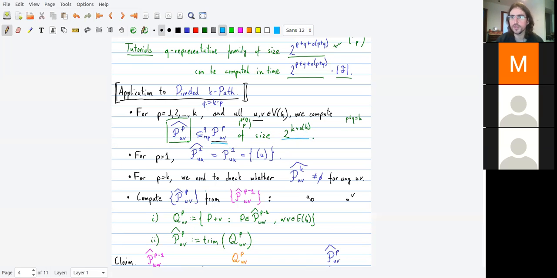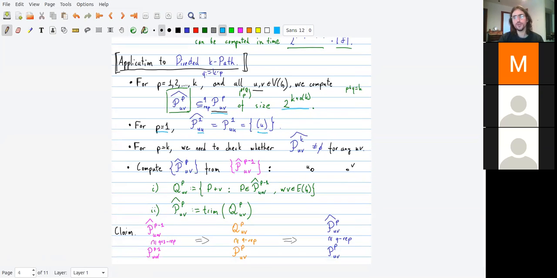Okay, so let's do it step by step. So for p equal to 1, for paths of length 1, I only need to compute families for the start and the end being the same vertex u. And clearly I have only one such reasonable path, which is just a path on a single vertex. So the beginning of the computation is clear.